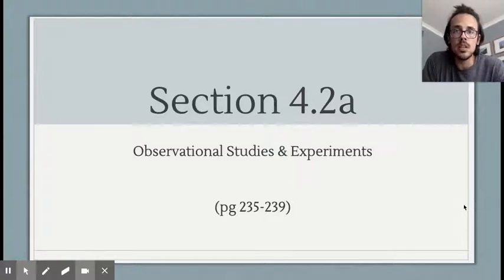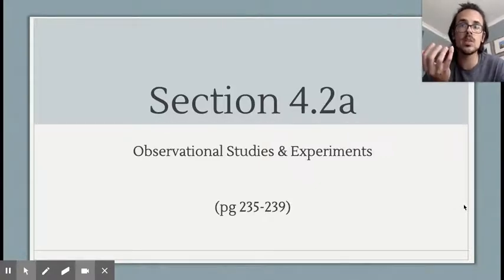So we are jumping into section 4.2 right now. And in section 4.2, we're going to learn about the difference between observational studies and experiments. And out of all of the stuff that I will teach you this year in AP Stats, this is one of the most important topics. Being able to distinguish between those two things and being able to talk about what each of these things is good for.